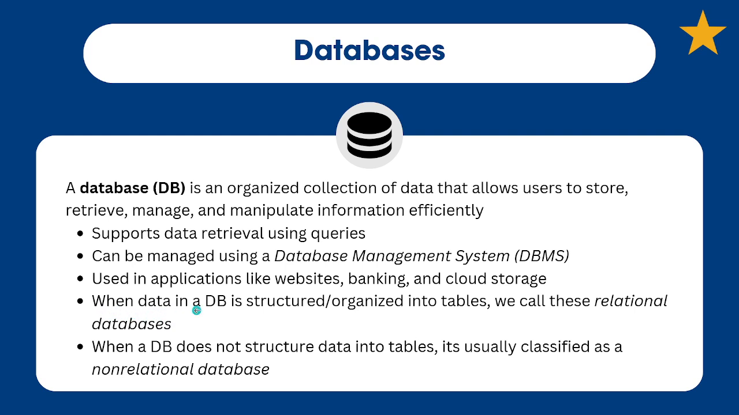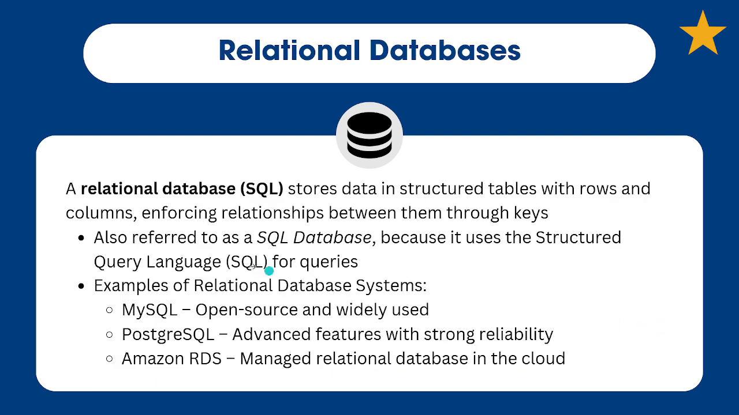So when data in a database is structured, and we're using the word structured a lot, that just means organized. When you organize it into a table, this particular category of databases is called relational databases. The only thing special about them is that they use tables to organize the data, which kind of makes sense. If you've ever looked at a spreadsheet, that's a table. Relational databases organize data in a very similar fashion, in rows and columns. When a DB does not structure data into tables, it's usually classified as a non-relational database.